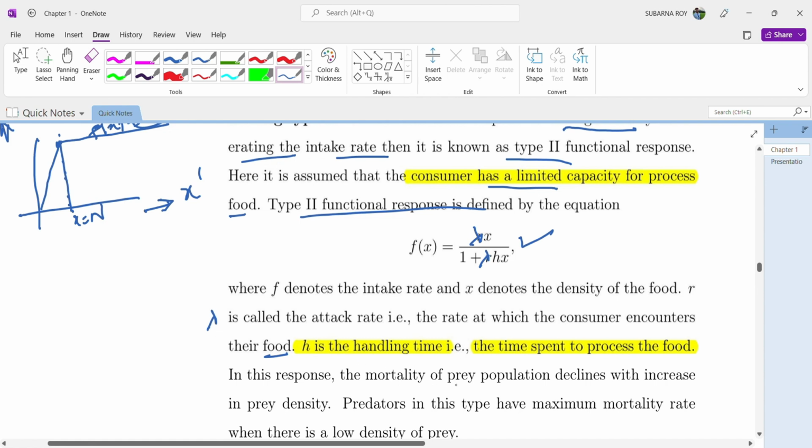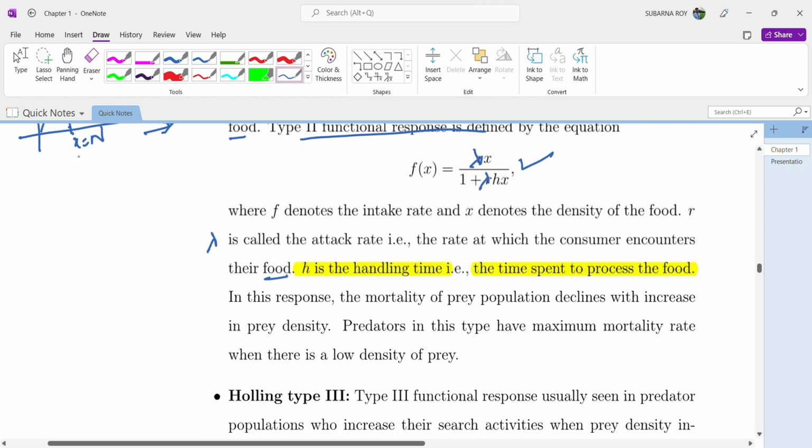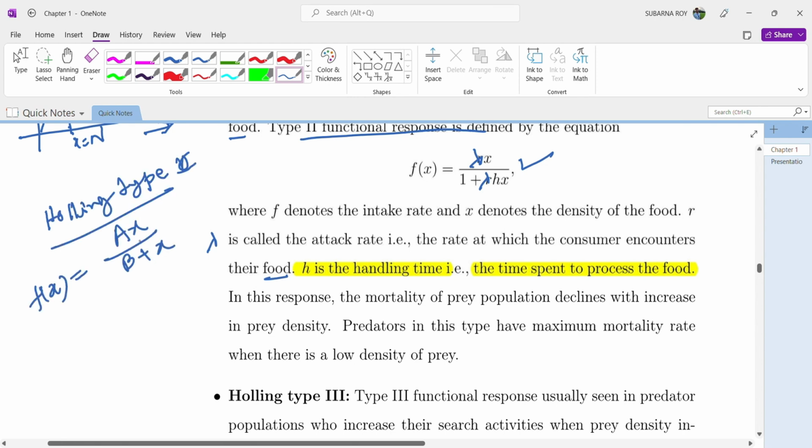In this response, the mortality of prey population declines with increase in prey density. Predators in this type have maximum mortality rate when there is a low density of prey population. So Holling type 2 functional response can be written as F(x) equal to ax divided by b plus x, or you can write it in this form.